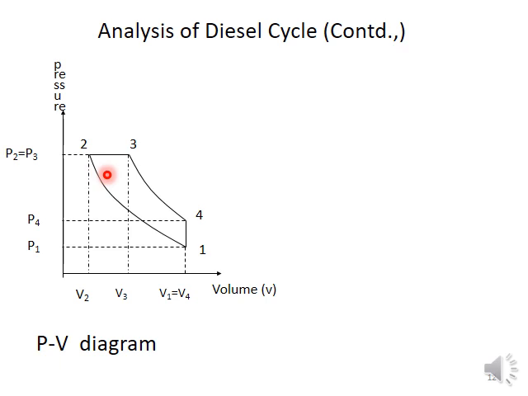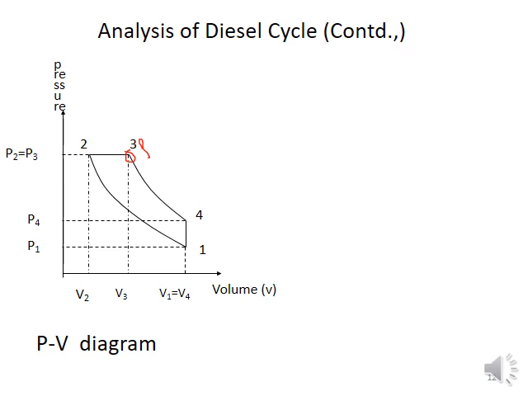Here the compression ratio we can write as r is equal to V1 by V2, and next the expansion ratio, from 3 to 4, we can write as V4 by V3. One more point is also there: the cutoff point, so we call it the cutoff ratio. The cutoff ratio rho is equal to V3 by V2. So in total three ratios are there: compression ratio, expansion ratio and cutoff ratio.